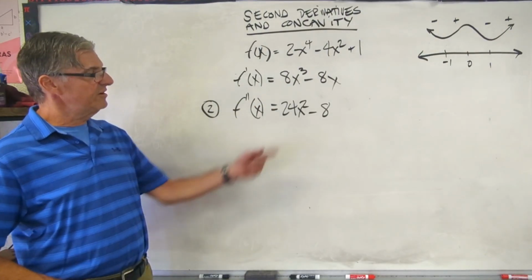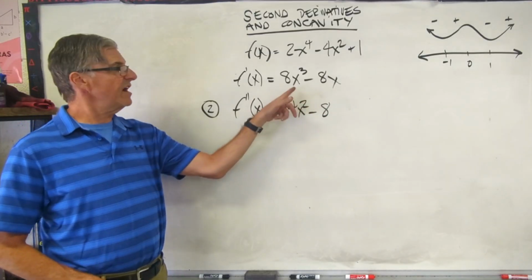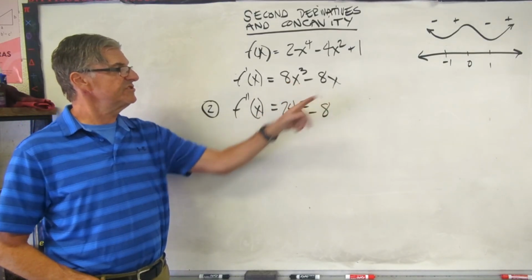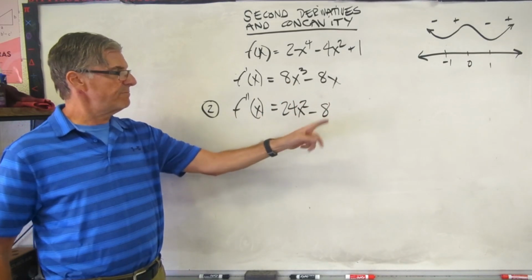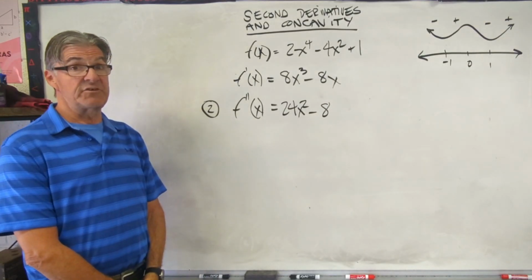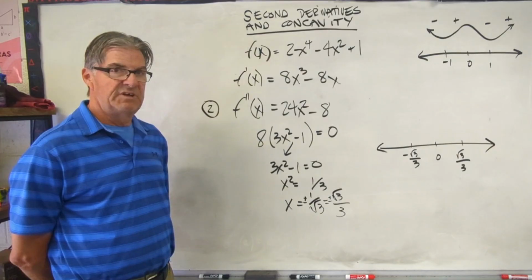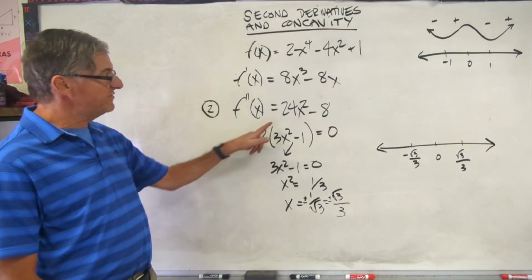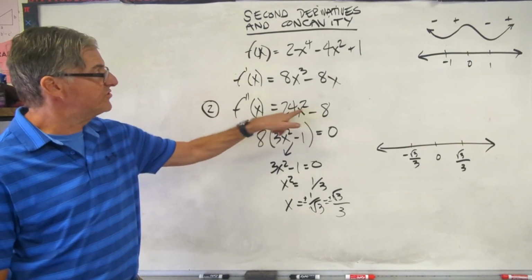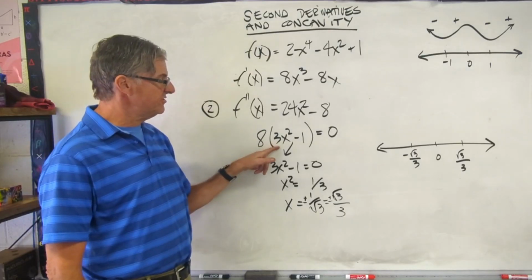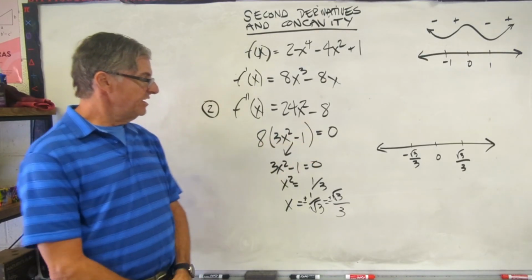Okay, here's my second derivative. This is a straightforward derivative calculation. I just did the power rule on each of these terms, and I get 24x squared minus 8. So that's my second derivative. Now, set that equal to 0 and solve for x. This is best solved by just factoring an 8 out of both terms. I get 8 times (3x squared minus 1) equal to 0.